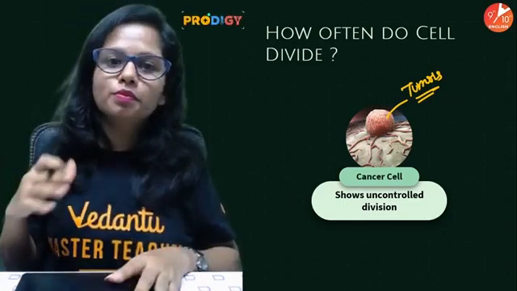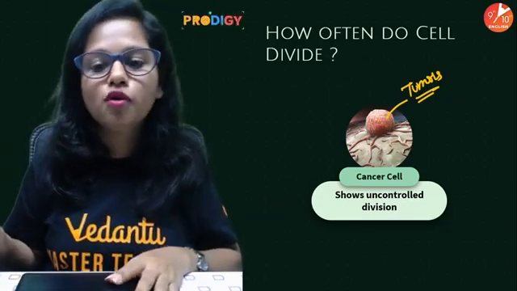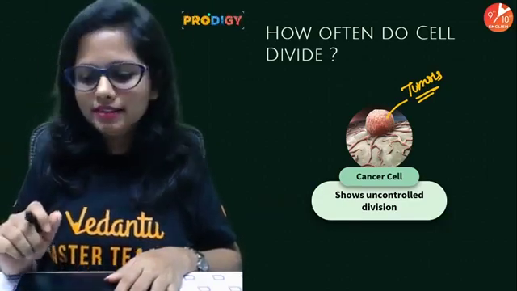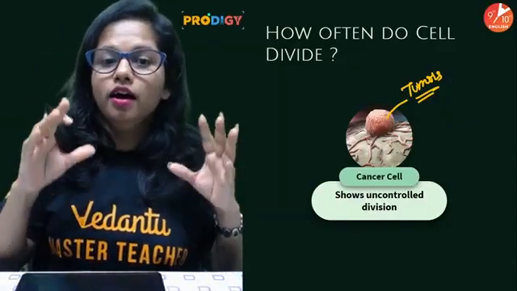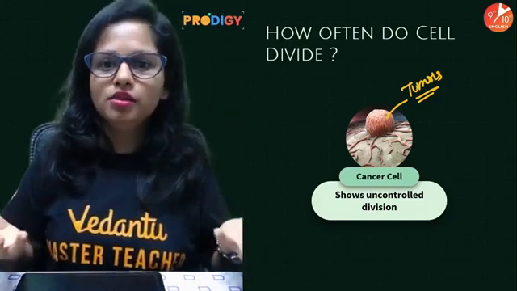Okay, so cancerous cells lead to the formation of tumor, and that's the reason why cell division is very important, and it should take place at a normal rate.